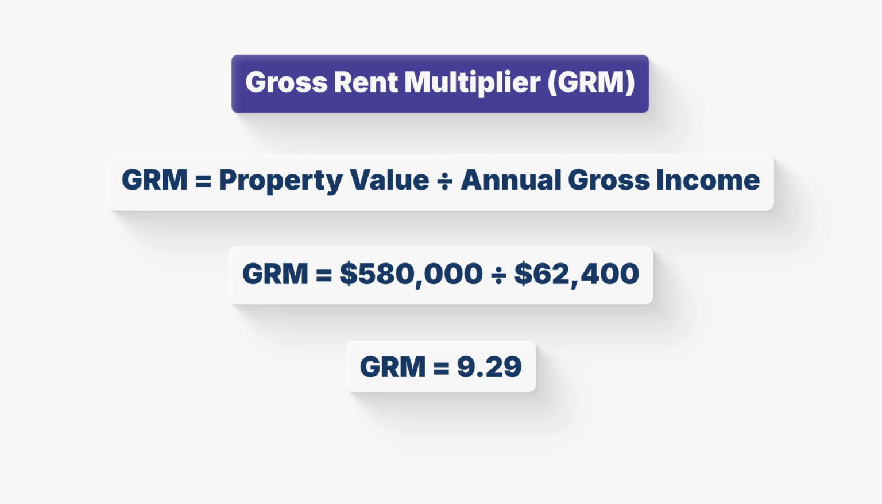Now, we use this to calculate the gross rent multiplier, GRM, which helps determine the value of a property based on its rental income. To find the GRM, you divide the property value by the annual gross income. The gross rent multiplier for the property valued at $580,000 with an annual gross income of $62,400 would be approximately 9.29.